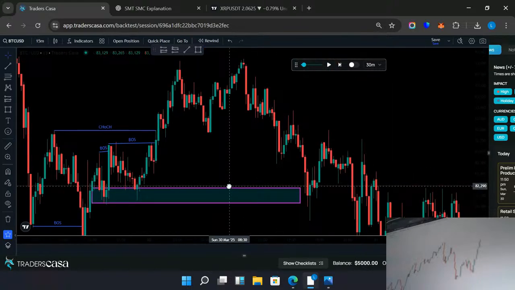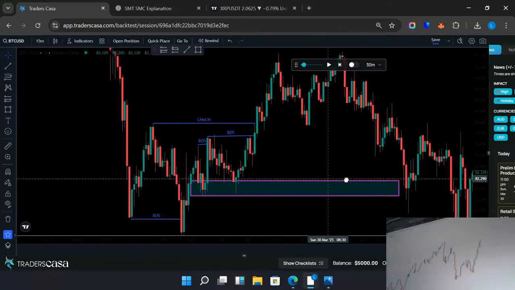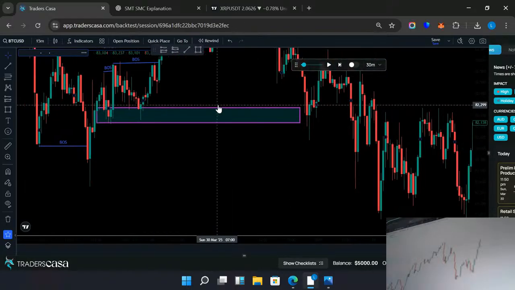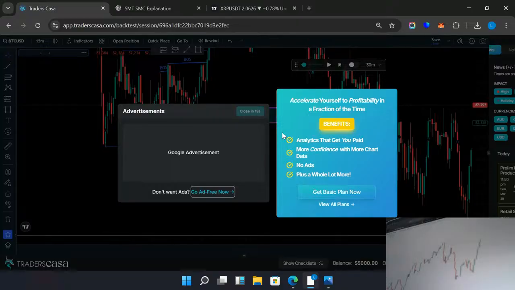Let me just check, guys. Let me just check. There was another break of structure. Oh my god, this advertisement. I think we are not identifying change of character carefully. We need to identify change of character.